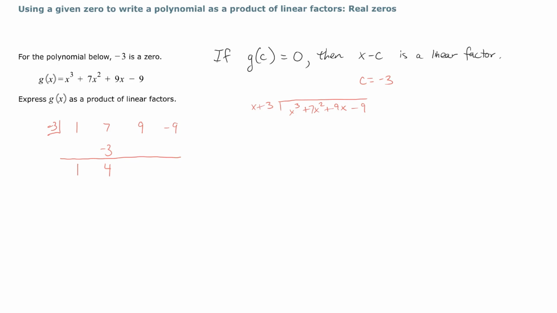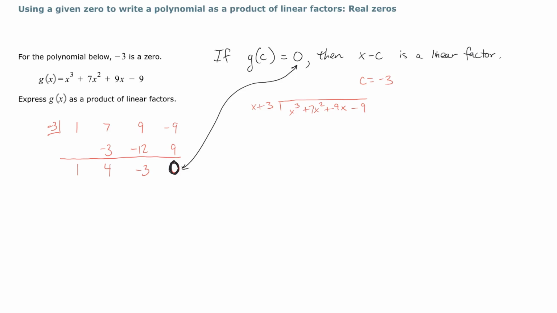And then you repeat this process. 4 times -3 is -12. Put it right there, and then we add. What do we got here? We got -3, and then -3 times -3 is +9. Put it there, and we add. And as expected, we were supposed to have a 0 remainder, and that 0 here is in fact this 0 there.